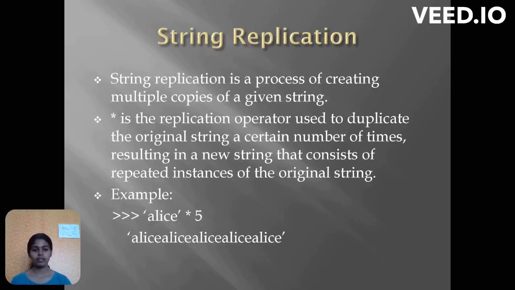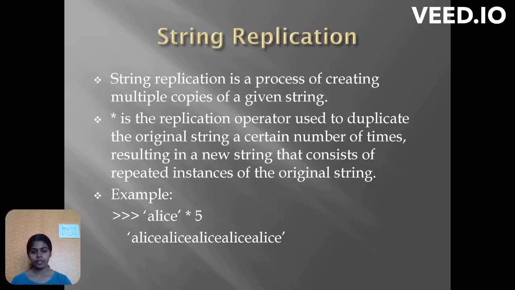Next, we have string replication. String replication is a process of creating multiple copies of a given string. So, the star sign is used here as a replication operator, which is used to duplicate the original string a certain number of times, which results in a string that consists of repeated instances of the original string.